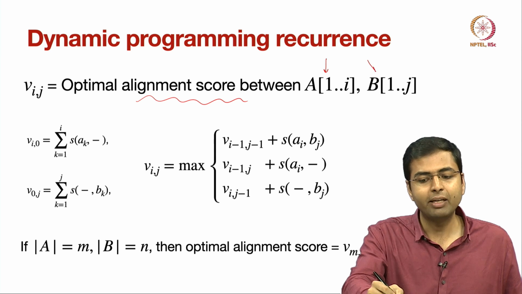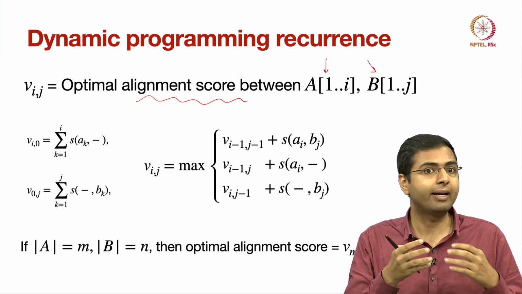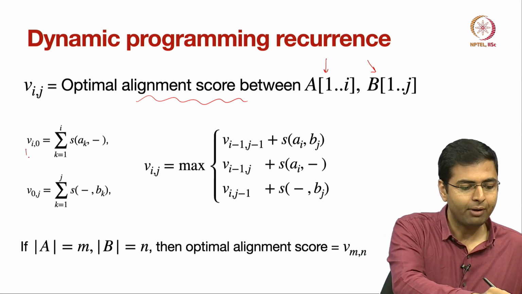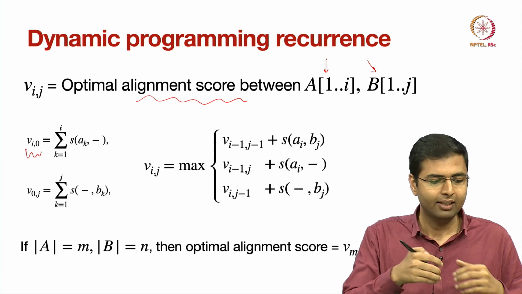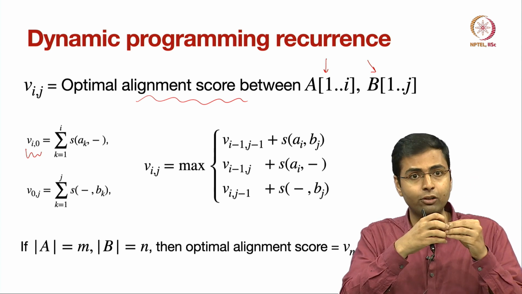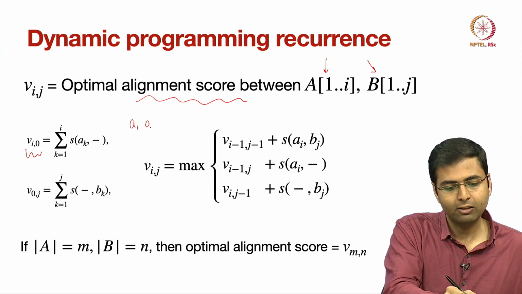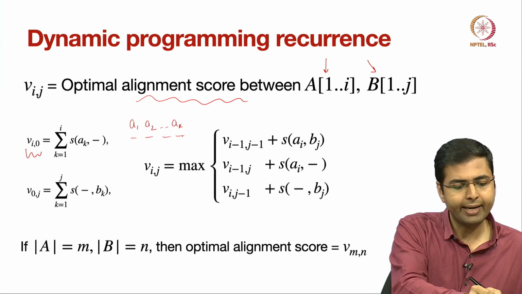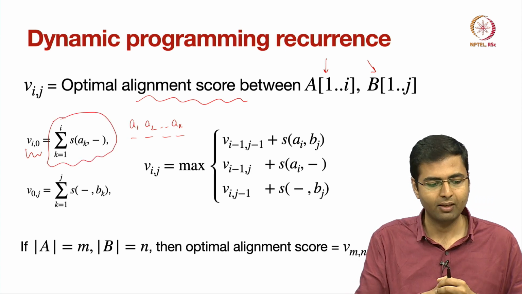So, this is the sub problem that we are going to compute, and for solving this sub problem we have identified a recurrence relationship. For example, in the base case, if I am considering a prefix of A against an empty string, then I would have to align all the characters of sequence A to a dash symbol. So, all the characters in this case will be aligned to a dash symbol, and accordingly I can define my base case for the recursion.